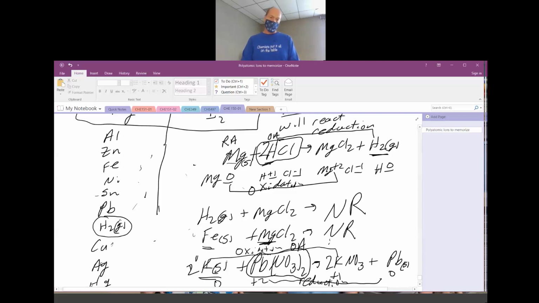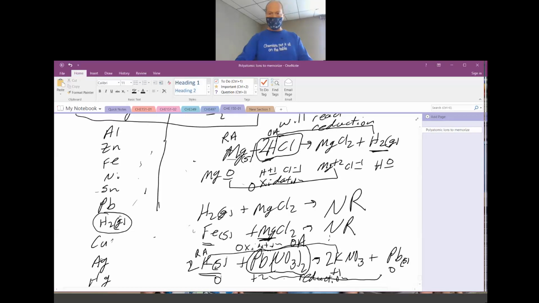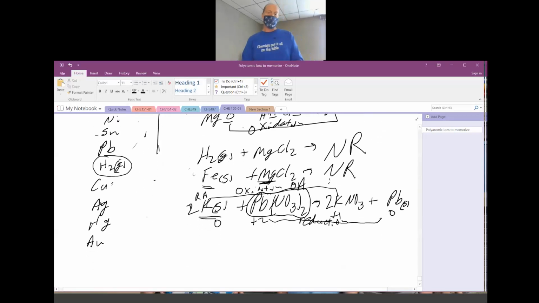All right, and so this is your reducing agent. If we wanted to reduce lead nitrate, we add potassium, it will do the reduction. All right, let's try another reaction. Let's do F2 plus NaBr. All right, and so the question is, is this reaction going to occur?